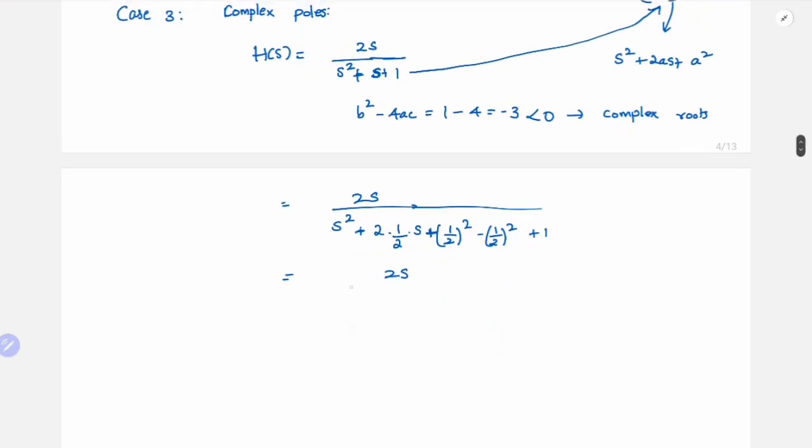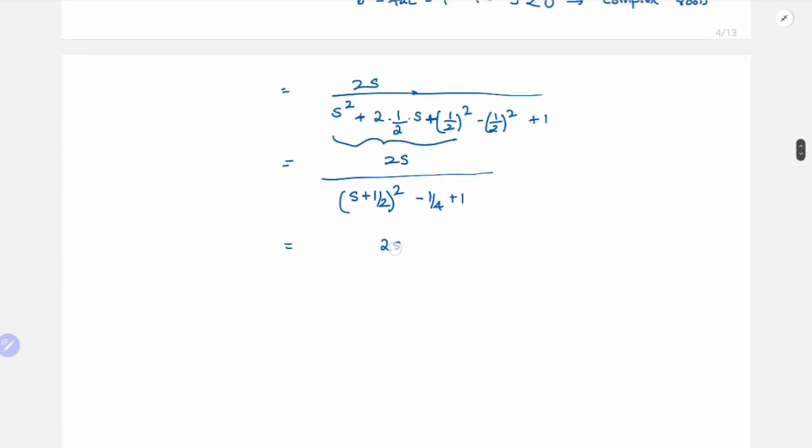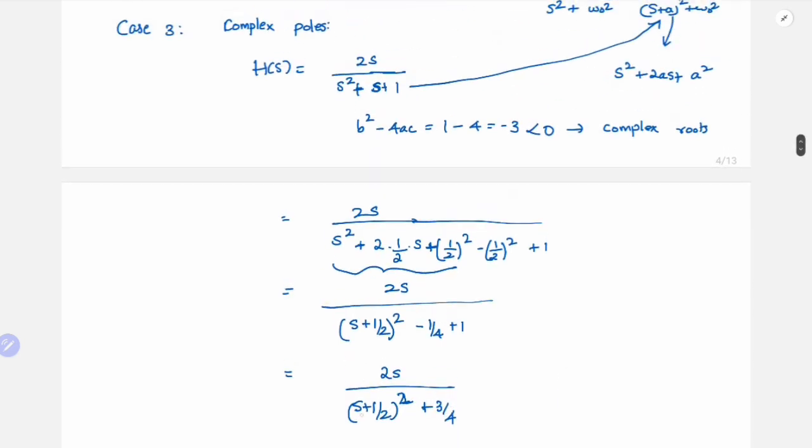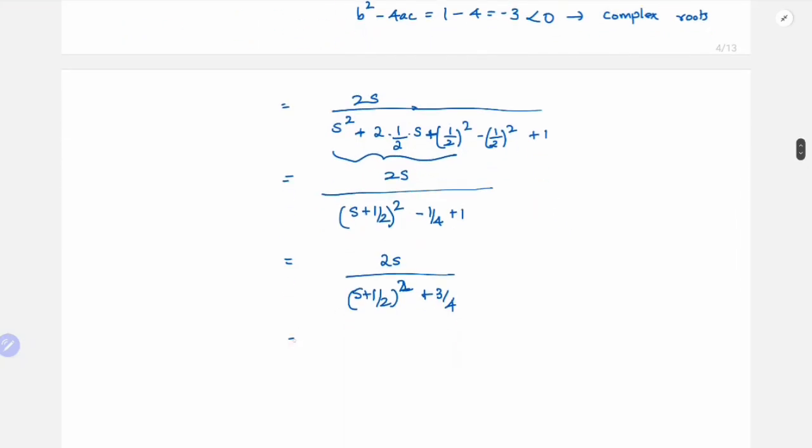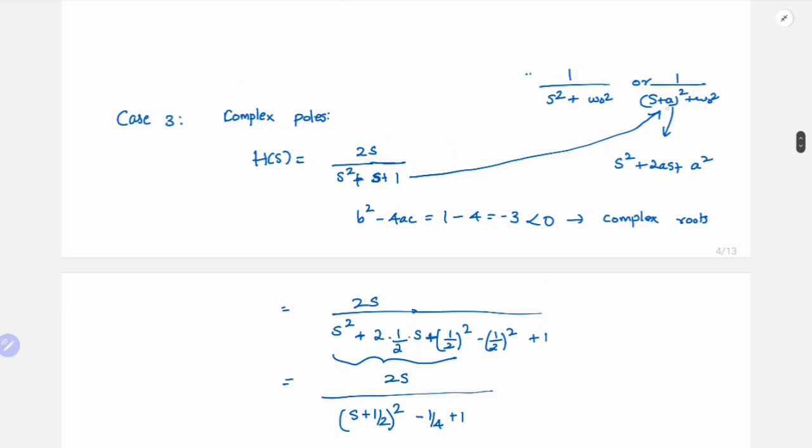So now let me combine. This is nothing but s plus half whole square, and I have minus 1 by 4 plus 1. When I combine this, I'll get 3 by 4. So I have s plus 1 by 2 whole square plus 3 by 4. Now if you see, my denominator is of this form, right? So I can rewrite it as s plus 1 by 2 whole square plus root 3 by 4 whole square. So my denominator I brought to this form.